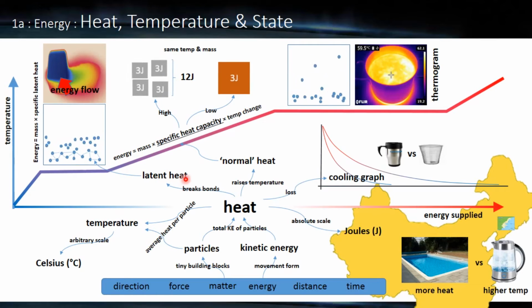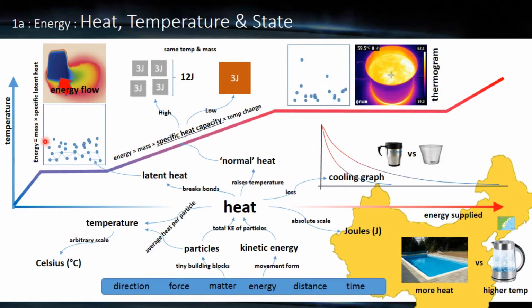We also have latent heat, which is the heat that breaks bonds. So here we can see temperature rising and then it pauses. Why does it pause? Because the bonds are being broken. So we can see here ice at the bottom. The energy is breaking those bonds and making water here.